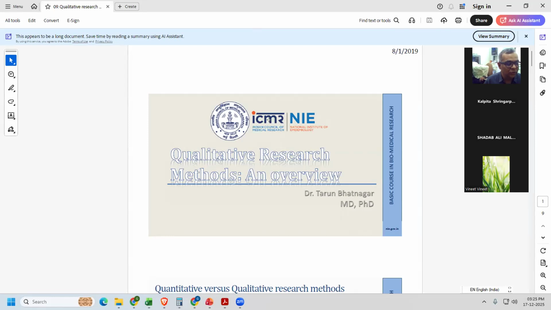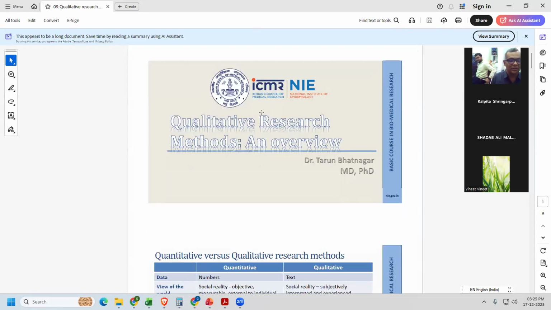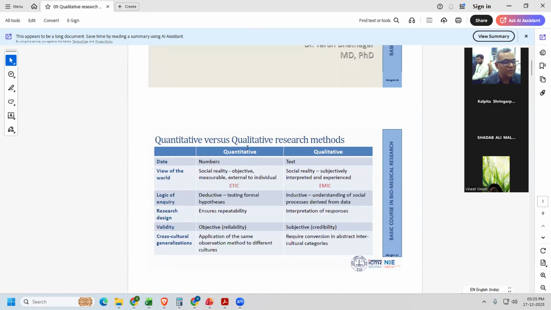Okay. So let me start with the difference. Right now we can broadly divide research into three types. One is quantitative research, second is qualitative research, and when you combine both, it is known as mixed method research. So let's see the difference. In the exam, they will give you a few options, and you may have to identify whether it is qualitative or quantitative research.